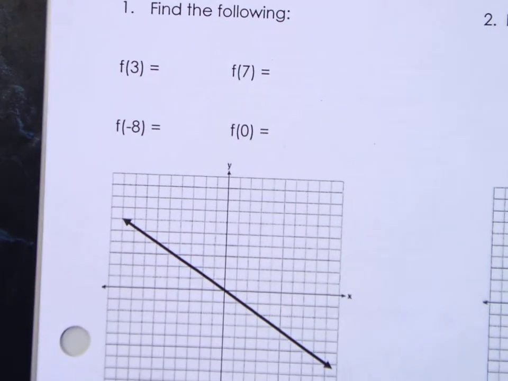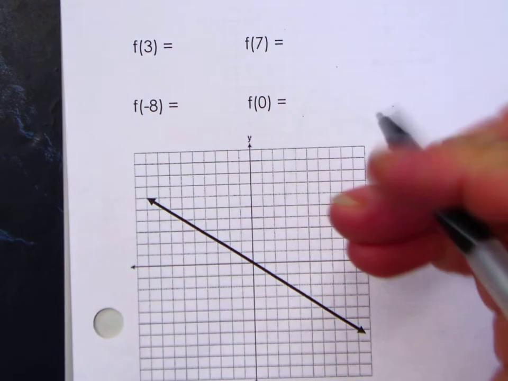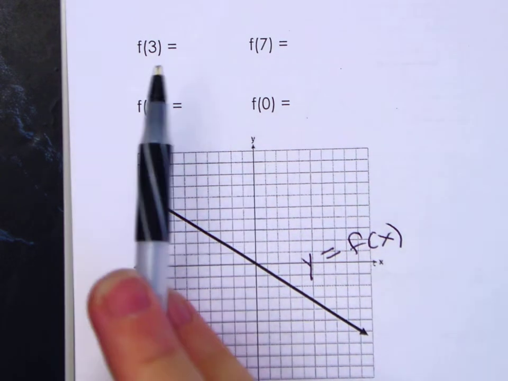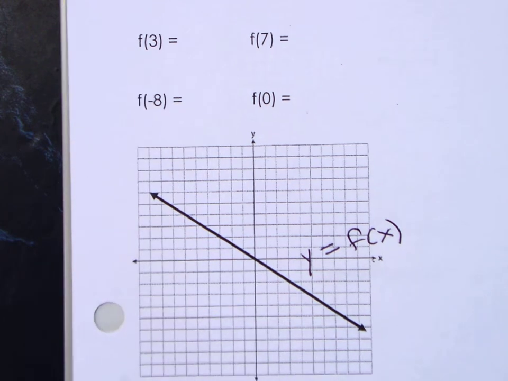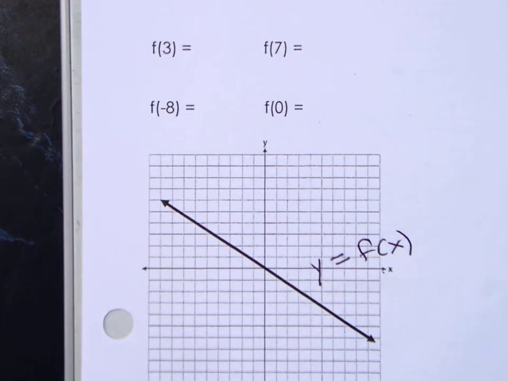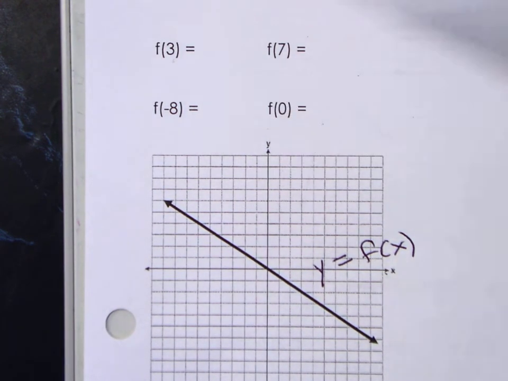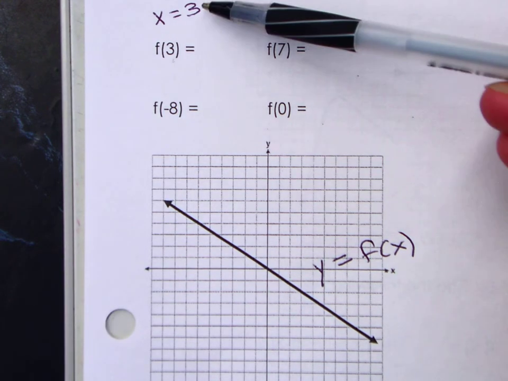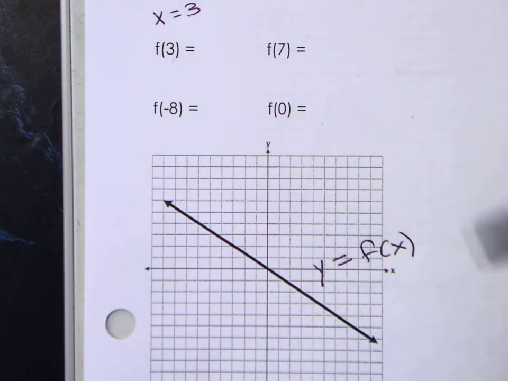Okay, so this is the graph of y equals f of x. I want to evaluate f of 3 given the graph. Now, what did we say the inside was? What does that 3 represent? That's your x value. So x equals 3. F of 3 is your y value. So it's asking you, when x is 3, what's the y value?